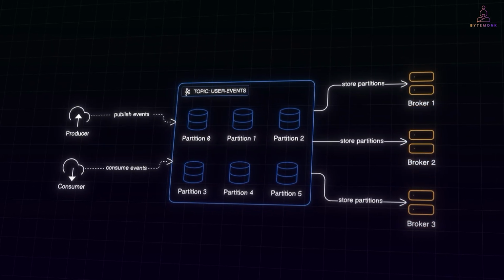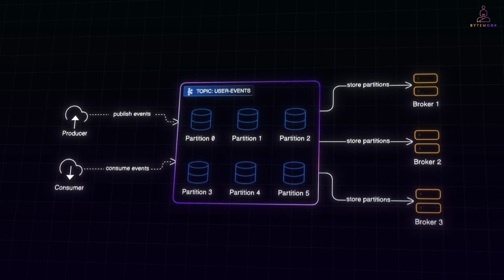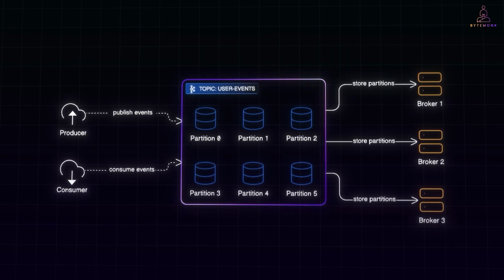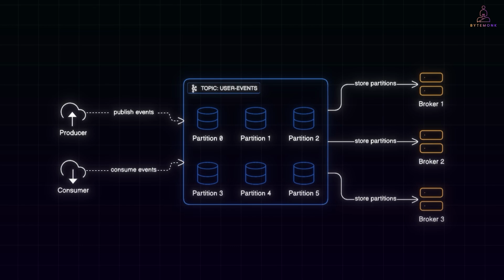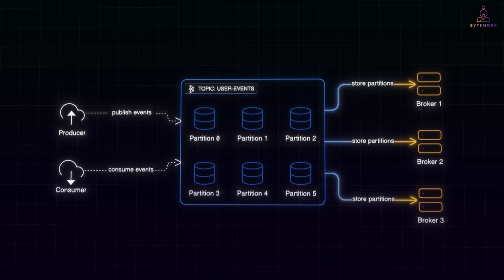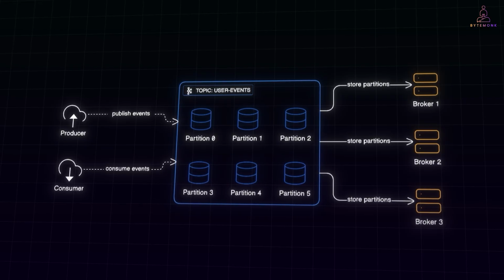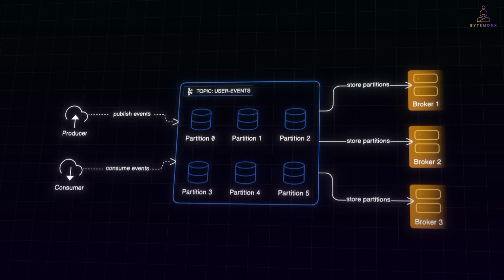Here is how it breaks down. A topic is just a named stream of events. You might have a topic called trade events or stock prices. Each topic is divided into partitions, which are similar chunks of the overall log. This allows Kafka to process multiple streams of events in parallel, boosting performance. The machines that store and manage these partitions are called brokers, and each broker handles a subset of partitions, so the workload is distributed across the cluster.